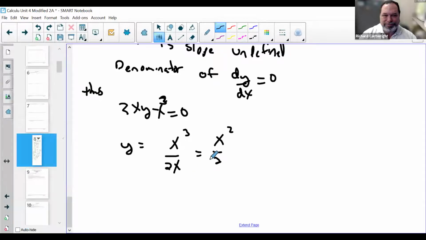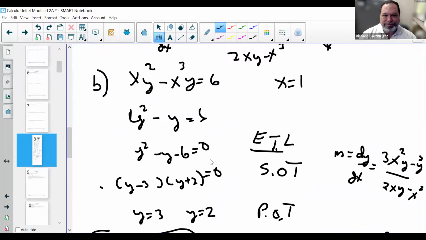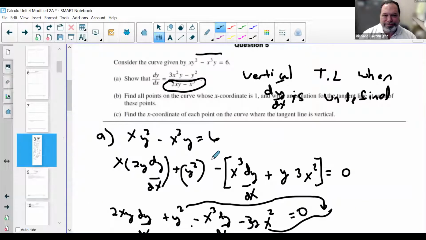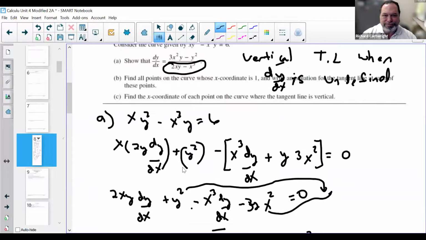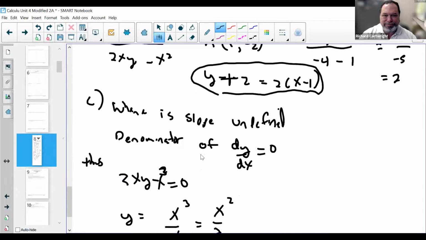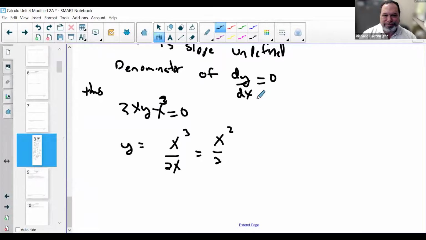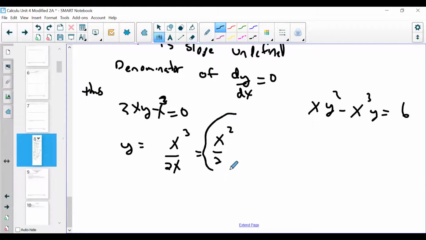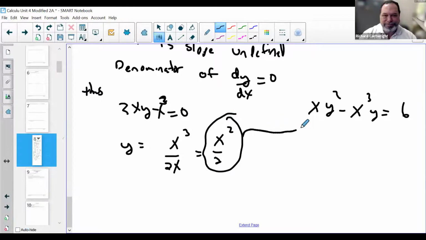Now let's see, there's got to be something else in the problem here. Find the x coordinate. I guess I have to substitute that into my original equation. What a mess. I'm going to need your help because I can't see it up there. I'm scrolling back down. What was my original equation for the function? xy squared minus x cubed y equals 6. So y is always going to be this for the slope to be undefined. So I'm going to substitute that right here and right here.